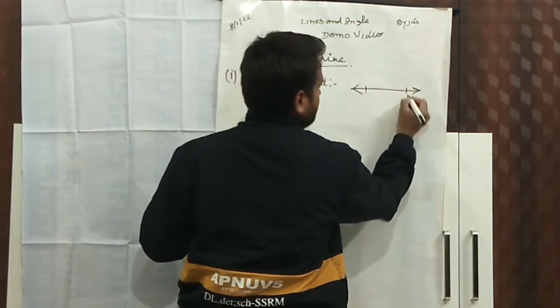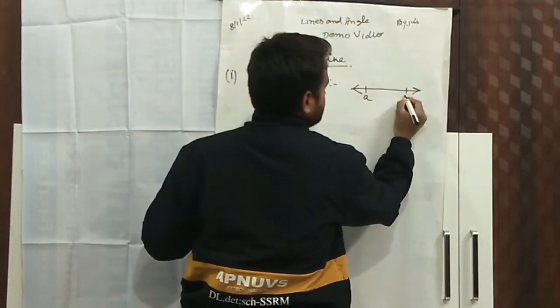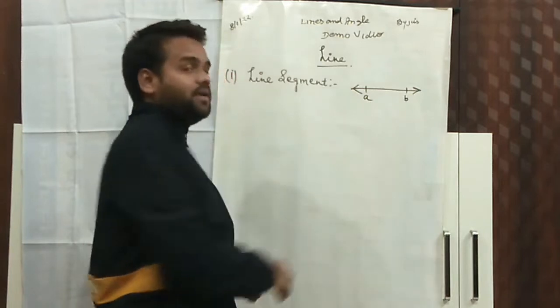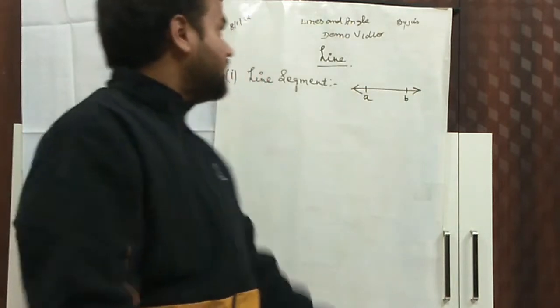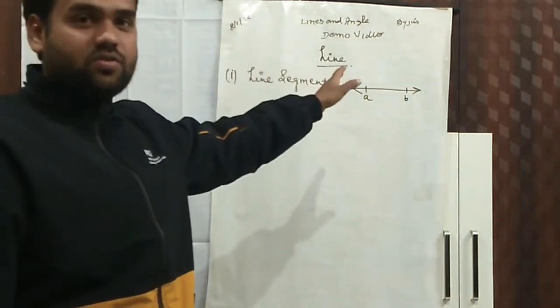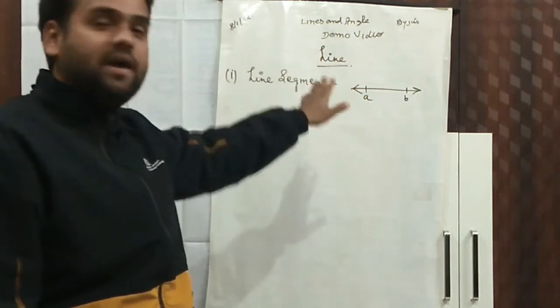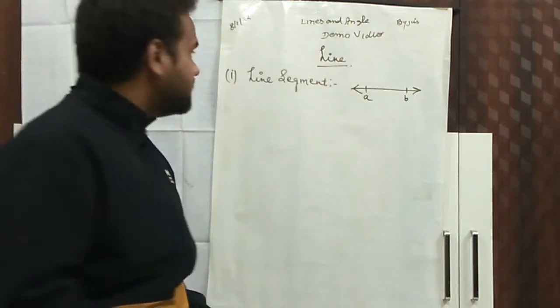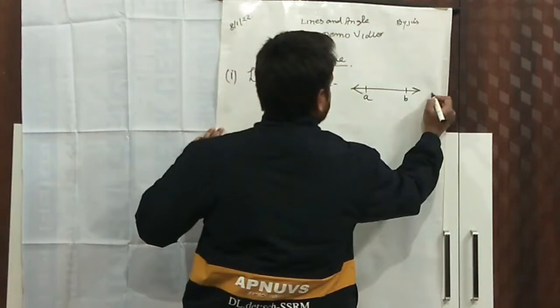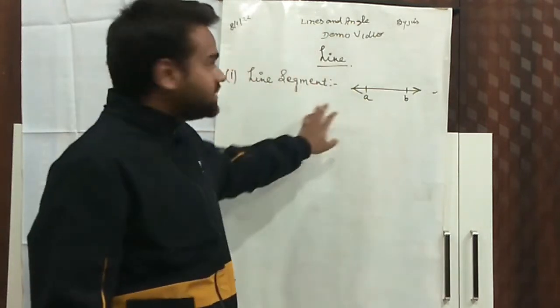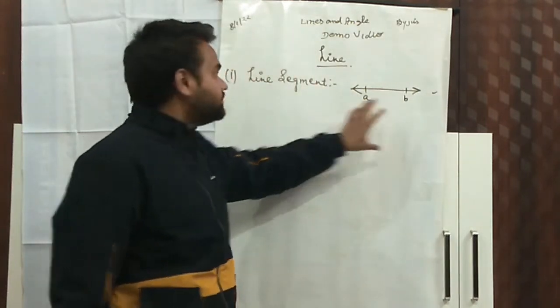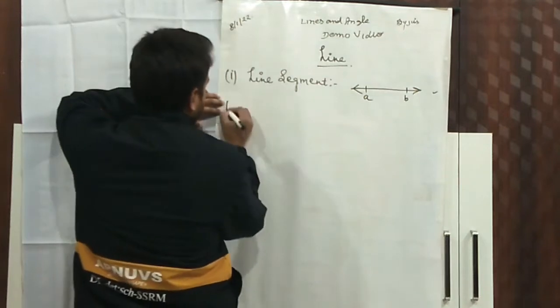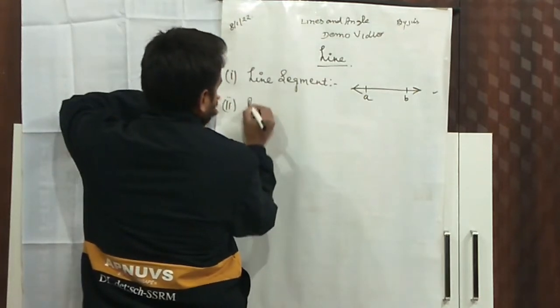If we draw these points, these end points, then we can say that this line is called a line segment. It is a part of a line which has two ends. Alright? This is called a line segment. Another one we have is ray.